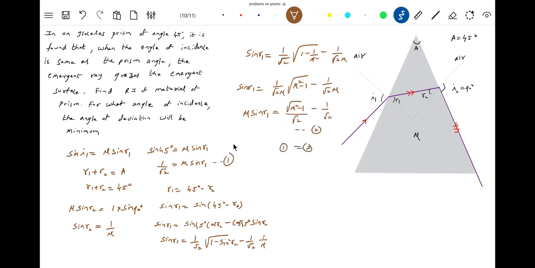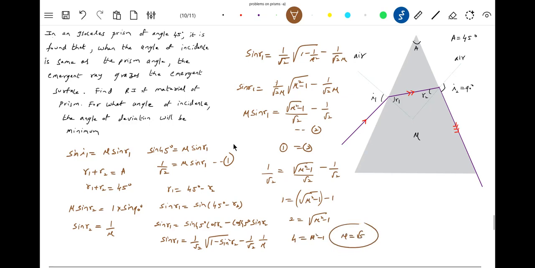Equating 1 into 1 by root 2 equals root of mu square minus 1, minus 1 by root 2. Squaring on both sides. Okay, this is our answer.